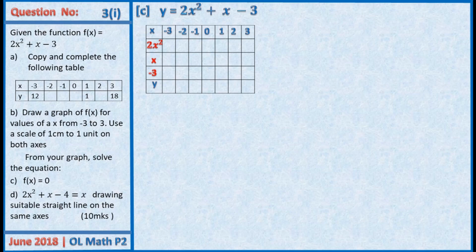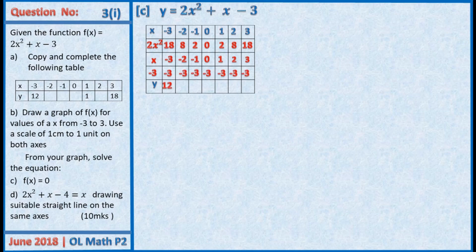Now for 2x squared, each of the terms, square it and multiply by 2. So minus 3 squared is 9 times 2, 18. Minus 2 squared is 4 times 2, 8. Then you have 2, 0, 2, 8, 18. Now x, just copy out the x because the x is just the same as what you have in the first row. So minus 3, minus 2, minus 1, 0, 1, 2, 3. Minus 3 is a constant term, so you just copy it all through.